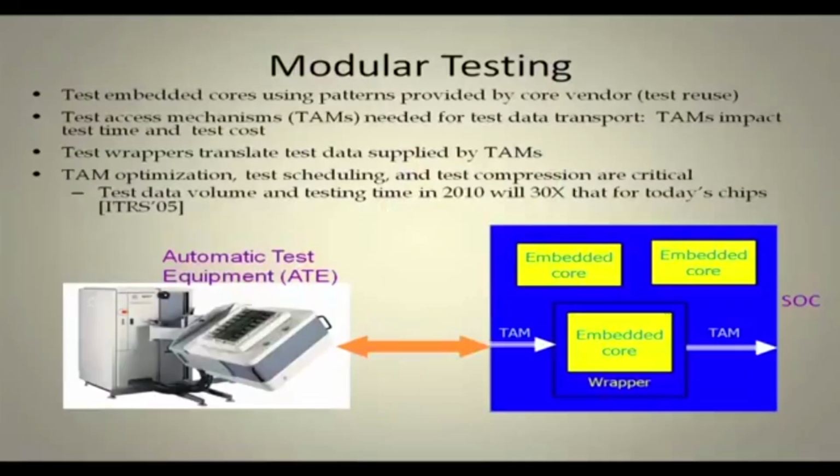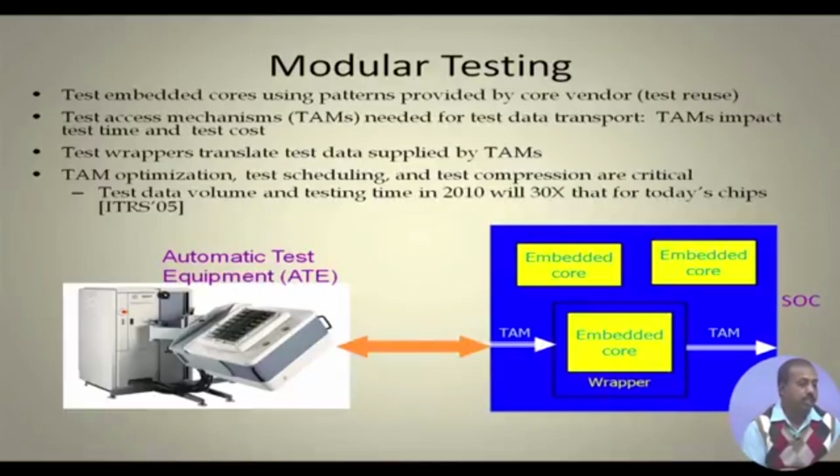That TAM is not feeding a single core, it is feeding a number of cores. So, that TAM also needs to be routed through the chip. As a result, this becomes a very important constraint. The test cost will increase because I have to provide more silicon, more footprint on the silicon, for holding the TAM. Then these test wrappers translate test data supplied by TAMs. So, TAM is the test access mechanism.